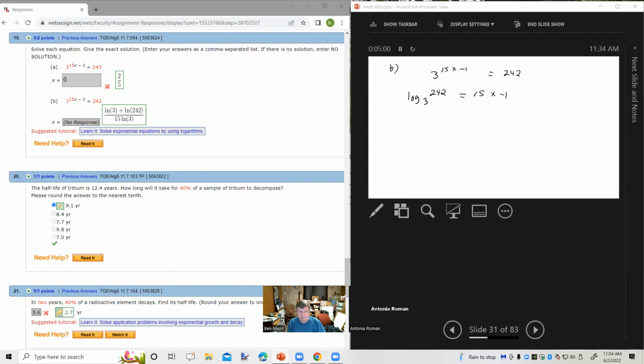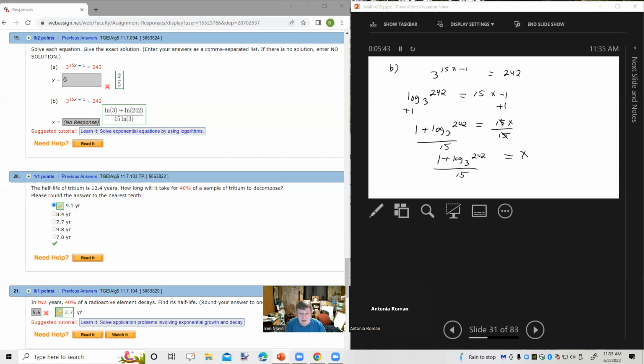You all right with that? Yes. All right. But I've got to solve for x. So I'm going to add 1 to both sides. So I've got 1 plus the log base 3 of 242 equals 15x. Now I've got to divide by 15. So x equals 1 plus the log base 3 of 242 all over 15. Okay. Now I've solved for x.